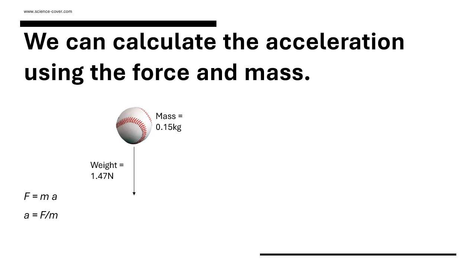So for this baseball, the force is the weight pulling it down, 1.47 newtons, and we divide this by the mass of 0.15 kilograms. This tells us that this baseball will accelerate at 9.8 meters per second squared towards the ground.